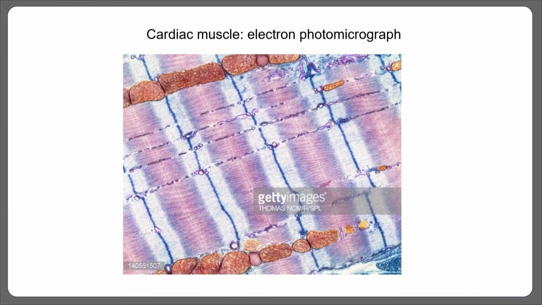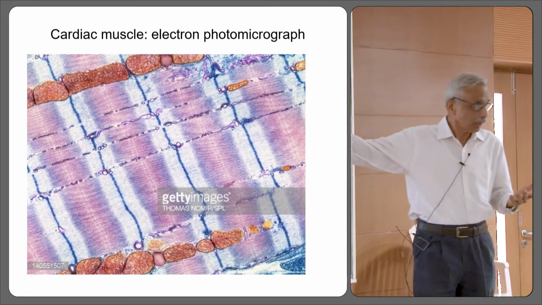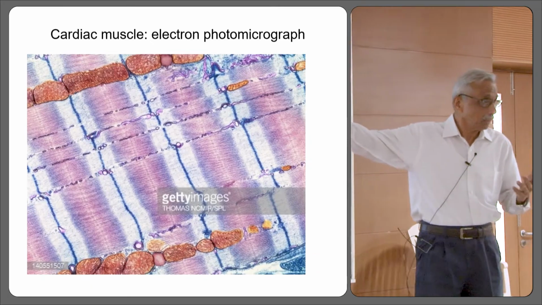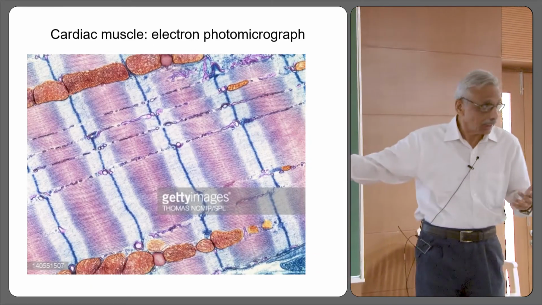So, does this image strike you as something familiar? It should. It's a section through a muscle, and we have done it. So, can you identify the I band, the A band? At the center of the I band you have the Z line.